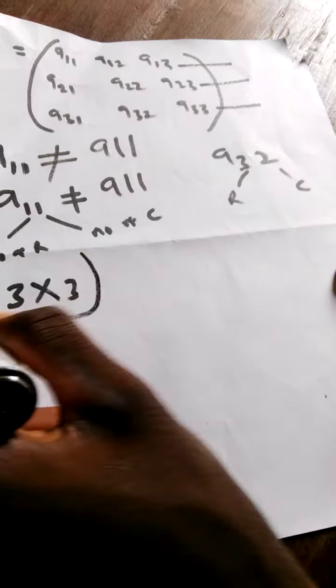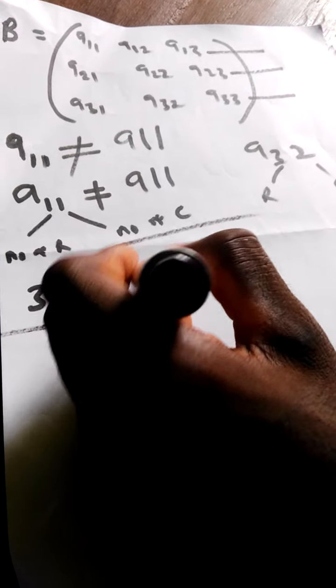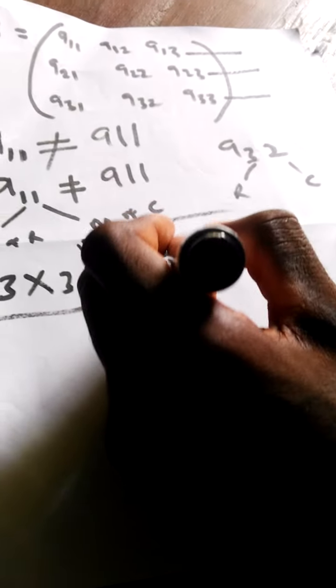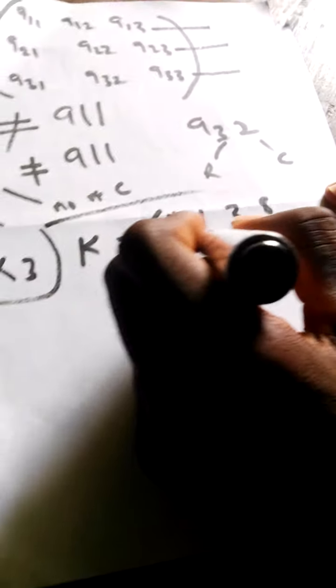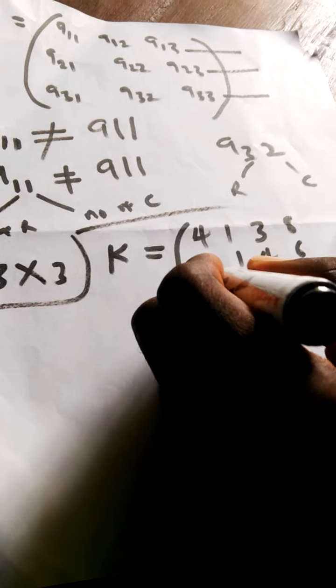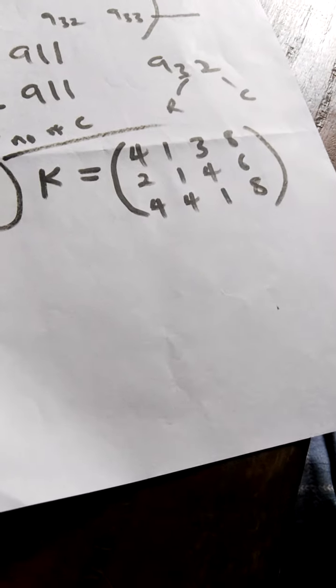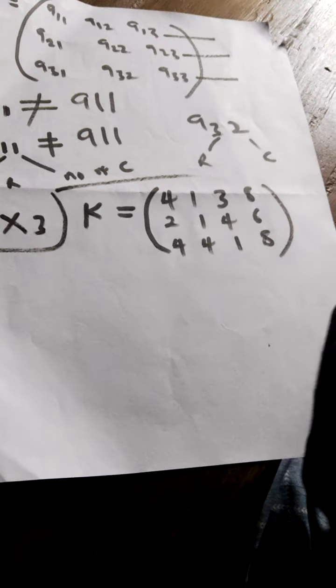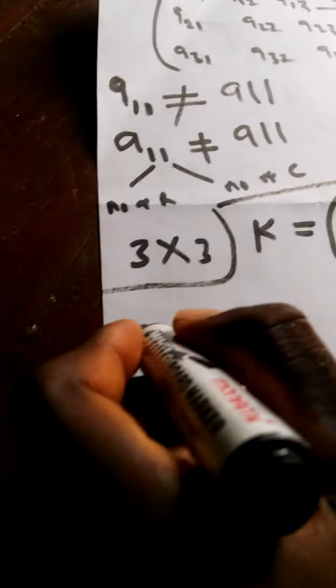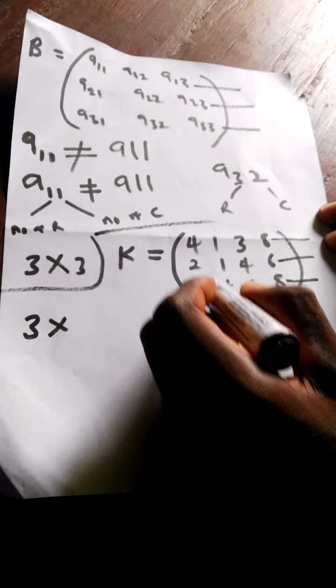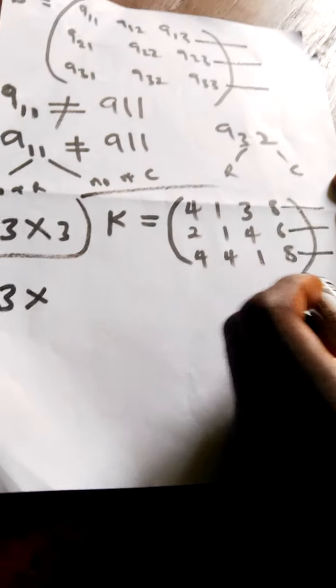Now, another example. Let's use K to represent the given matrix. We have 4, 1, 3, 8, 2, 1, 4, 6, 4, 4, 1, 8. What is the order of this matrix K? The order of matrix K is simply the number of rows times the number of columns. Put it at the back of your mind: the number of rows comes first. We have rows 1, 2, 3, so 3 rows, 3 times. What is the number of columns here? We have columns 1, 2, 3, 4.